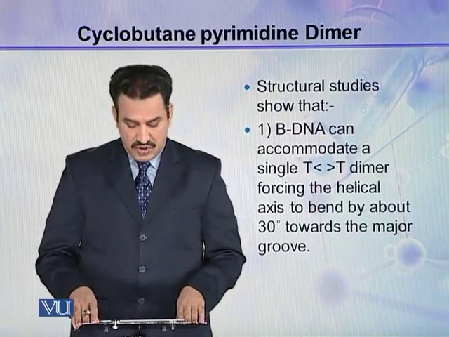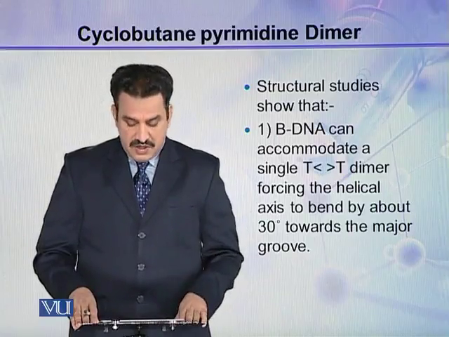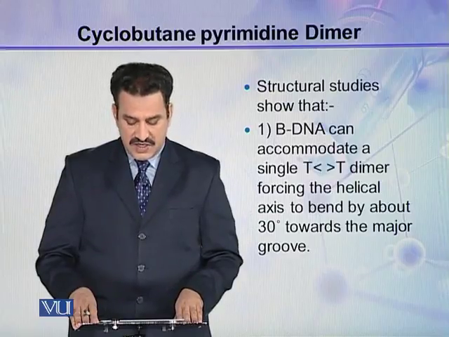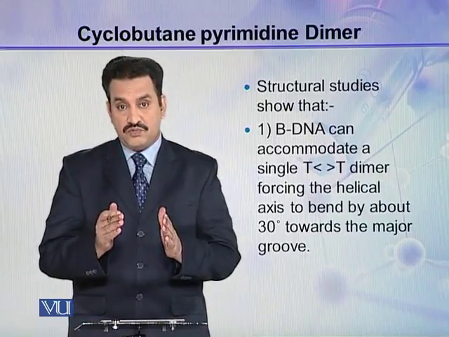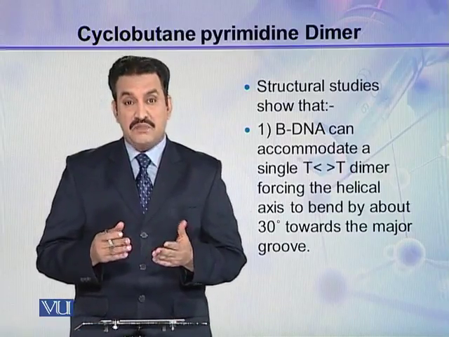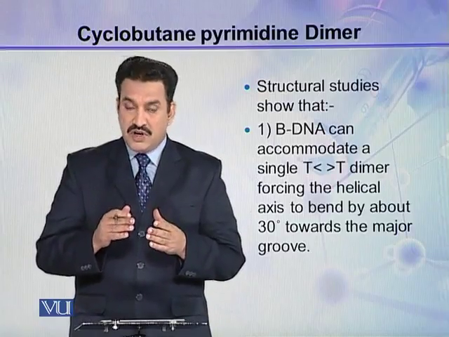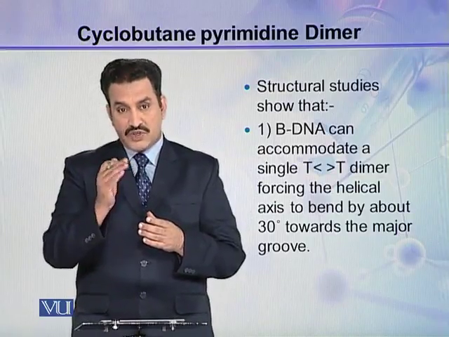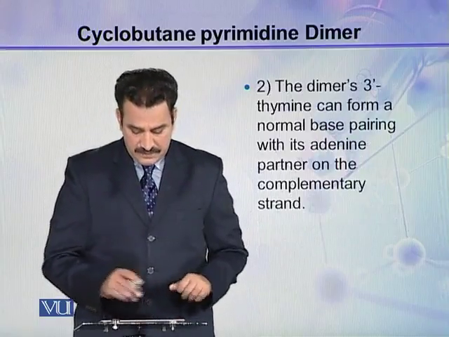Structural studies show that B-DNA is a form of DNA that can accommodate a single thymine-thymine dimer, forcing the helical axis to bend by about an angle of 30 degrees towards the major groove. So you might be remembering the major groove which is present in the DNA helical structure. This dimer produces a bend of about 30 degrees, and this bend is towards the major groove of the DNA helix.